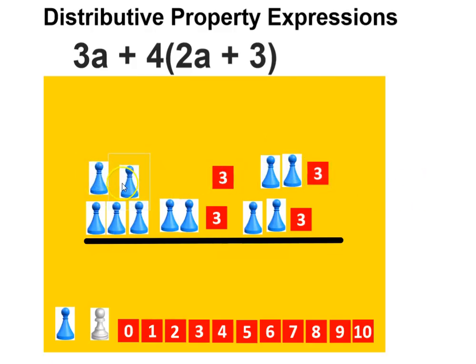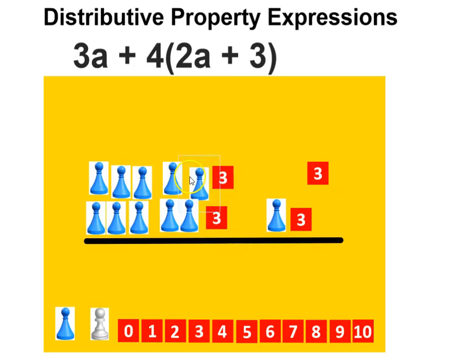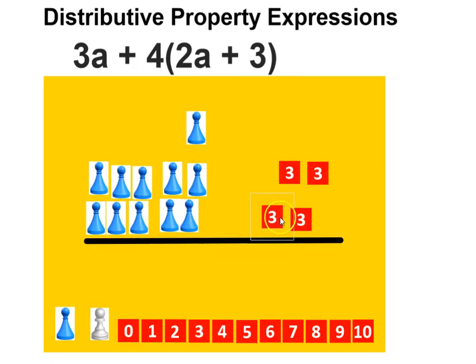I would have them count this out. It's a great way to show combining like terms, right? Because they physically can see it. So I've got 10 of them there, and then I'm going to group my 3's: 3, 6, 9, 12. And so I can see that my answer, simplifying that expression, is 11 A's and a 12. Let's go ahead and look at another problem.